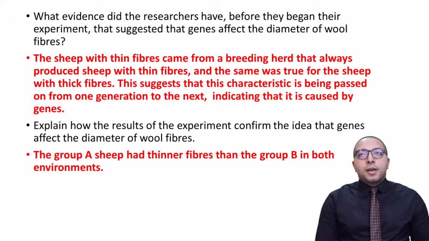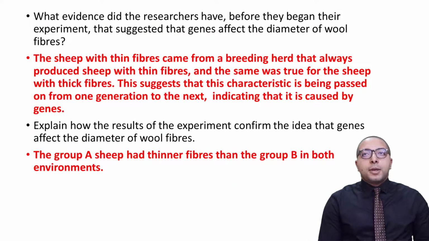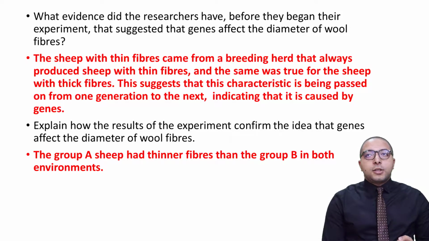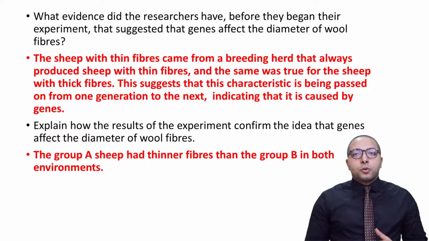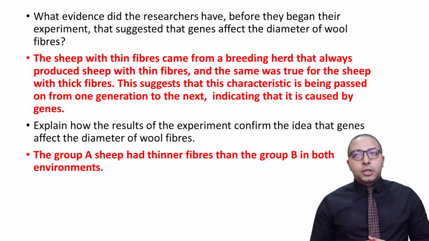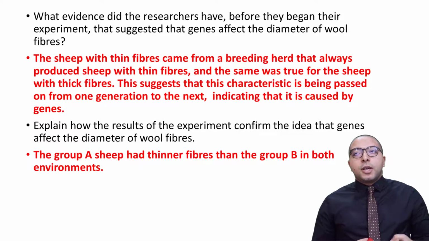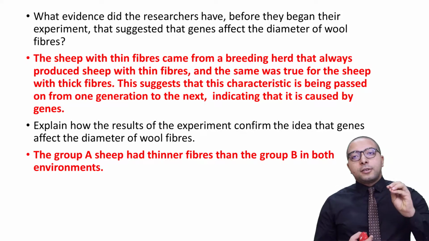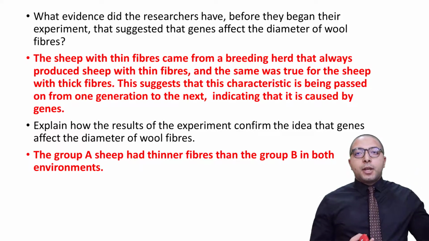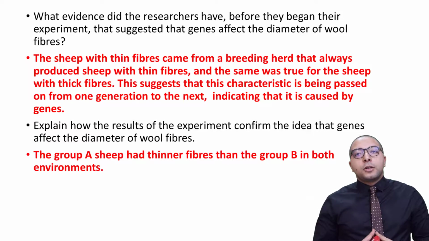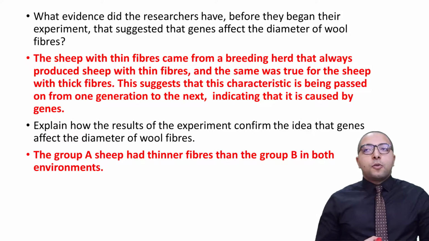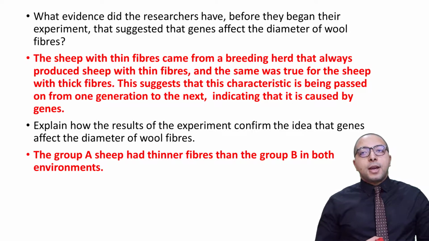Second question, what evidence did the researchers have before they began their experiment that suggested that genes affect the diameter of wool fiber? I want you to remember the paragraph that was found at the beginning of the investigation, where they were discussing that sheep with thin fibers came from a breeding herd that always produced sheep with thin fibers. So basically it's a character which is passed from the parents to the offspring, so it's mainly based on the genes.